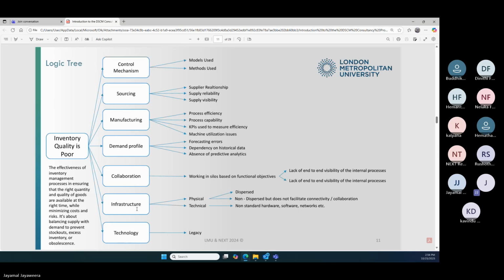Technology. What kind of technology does the organization use? Are they still resorting to legacy systems? Are they using state-of-the-art technology that has been used by organizations in the digital world? So this is the logic tree that you need to come up with when you start working on your project.